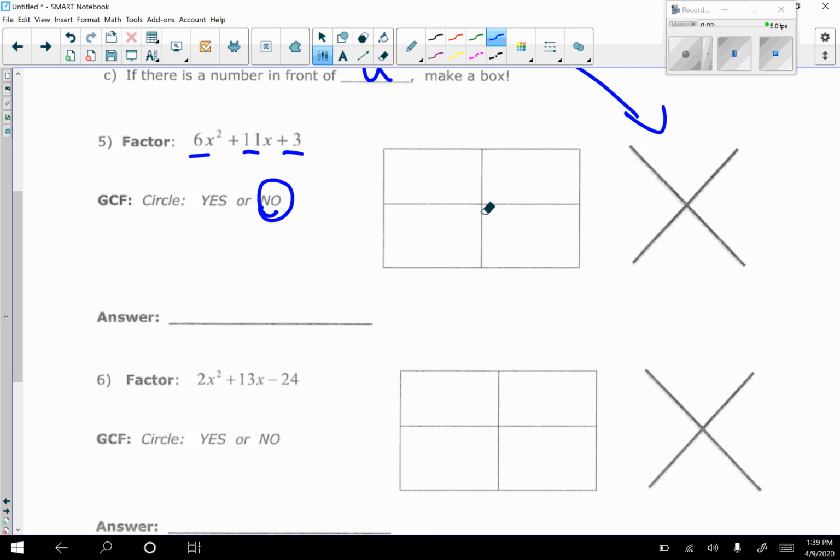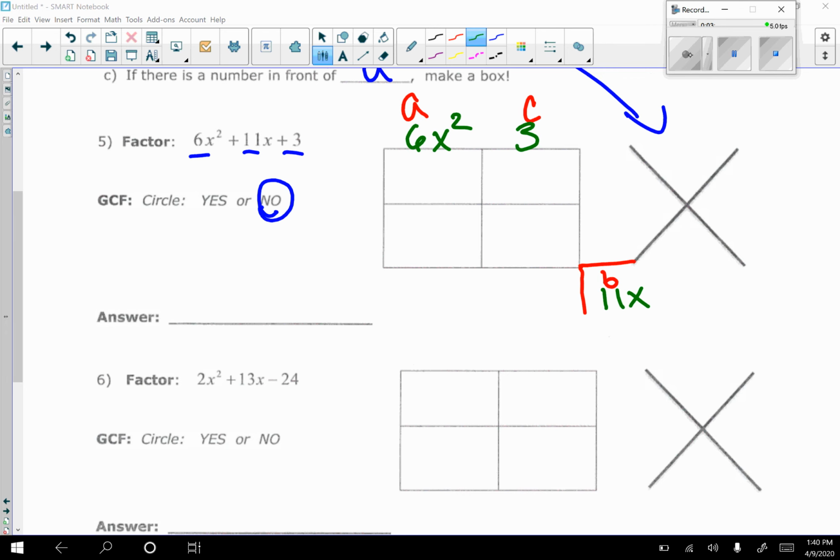Now, how we're going to set up our box method is we're going to have a here. We're going to extend this a little bit. We're going to have b down here. We're going to have c here. A, B, C. So you're going to do a little diagonal there. All right, so I'm going to put 6x squared up here. B in this case is 11x, and c in this case is 3.